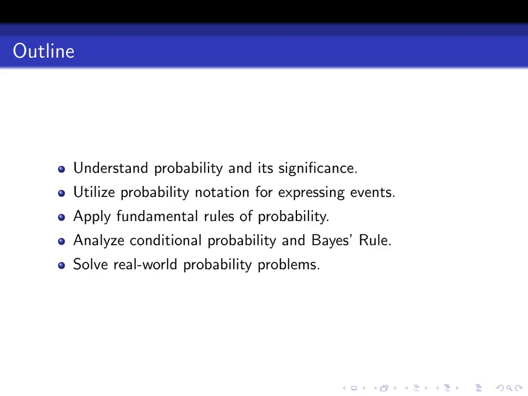We'll start by understanding what probability is and why it's important. Next, we'll discuss how to use probability notation to express events and rules of probability to solve problems. Then, we'll explore the concept of conditional probability, how it works, and introduce Bayes' rule, a powerful tool in data science. Finally, we'll apply these concepts to real-world problems. By the end of this video, you'll have a strong foundation to tackle probability-related challenges in data mining.